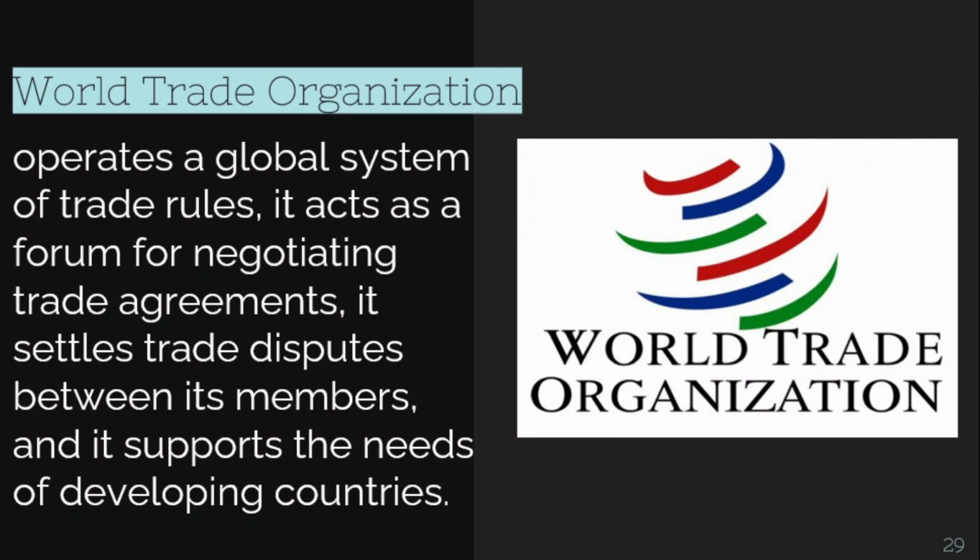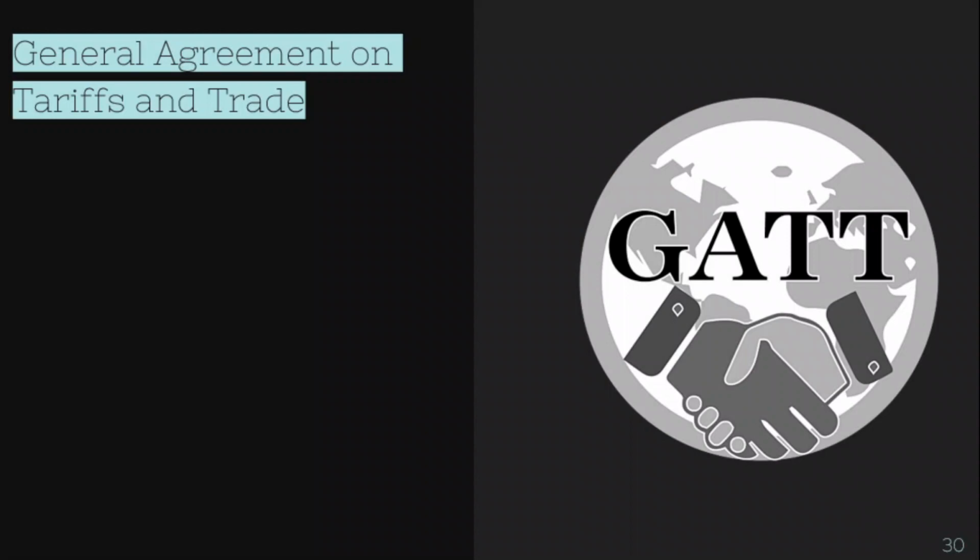Now, sabi ko nga kanina, si GATT or General Agreement on Tariffs and Trade, si GATS naman, General Agreement on Trade in Services. So si GATT ay sa products, si GATS ay sa services. So after World War II, ang nangyari, yung world trading system ay na-restrict.